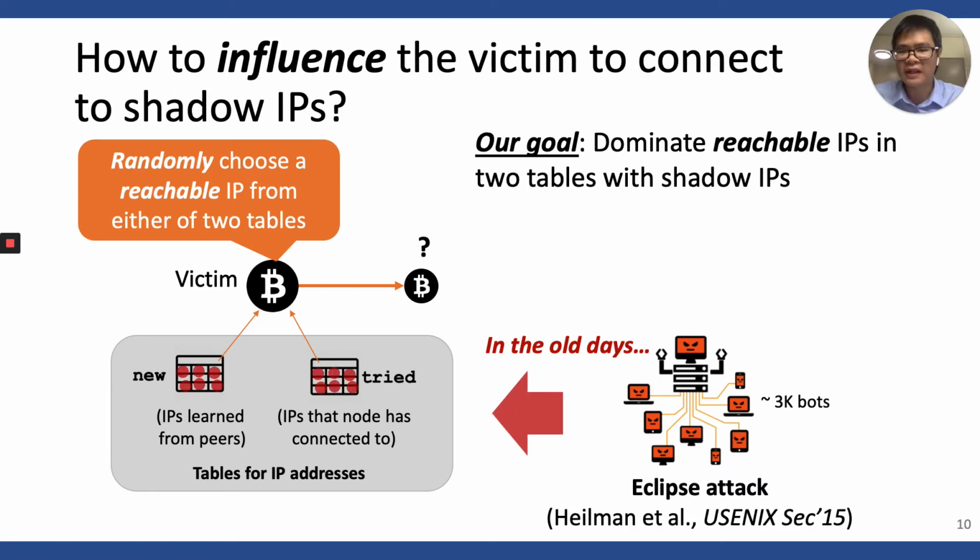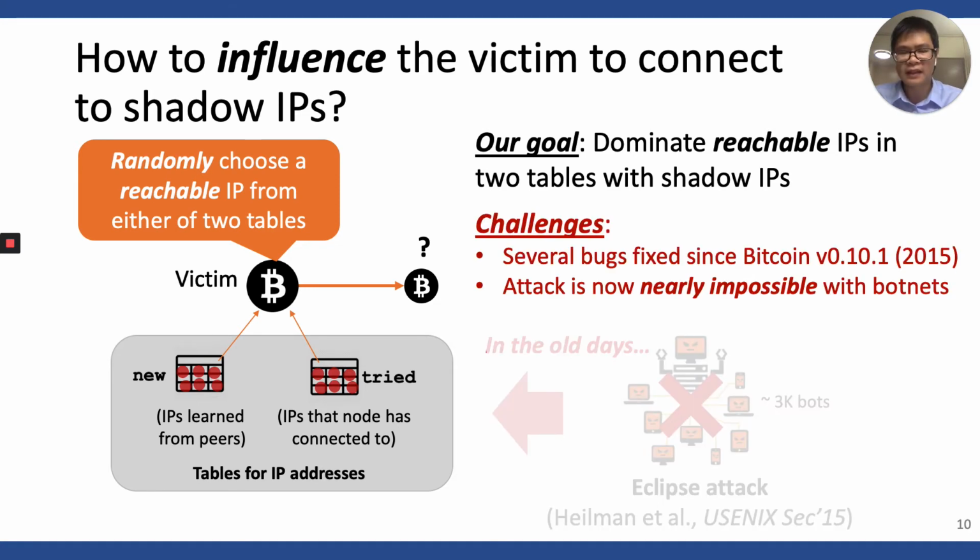In the old days, it was surprisingly easy to do so. A paper at USENIX Security 2015 demonstrates that flooding only 3,000 botnet IP addresses is enough to dominate the tables easily because of some bugs in the Bitcoin clients. However, Bitcoin quickly fixed this, and flooding IPs with a botnet is now nearly impossible. Then, how can the Erebus attacker still dominate the two tables in the current Bitcoin client?